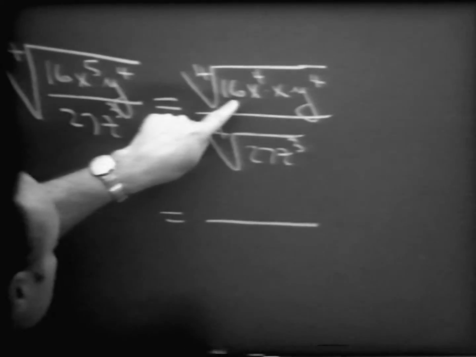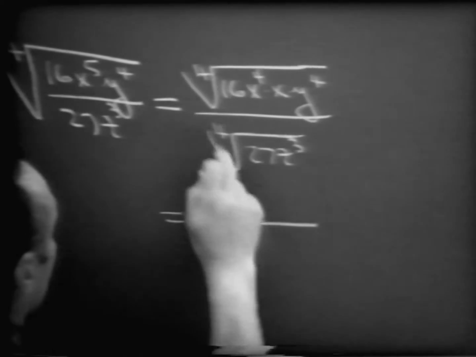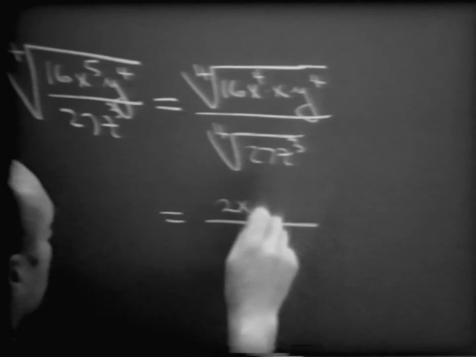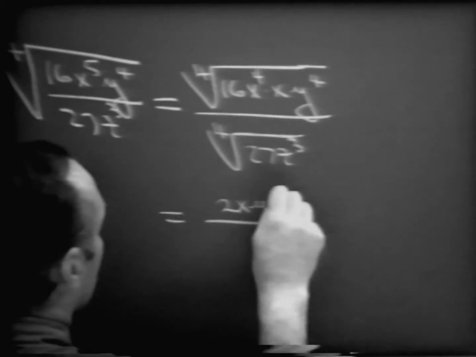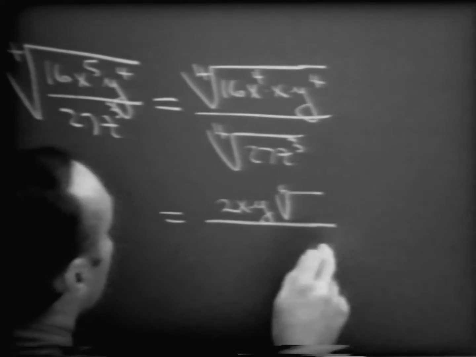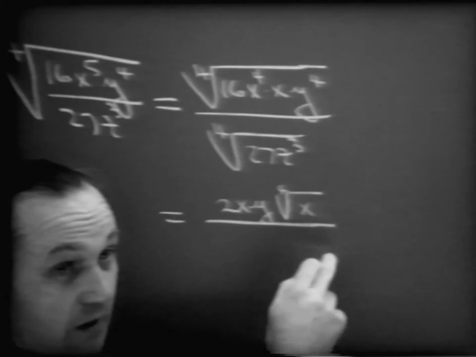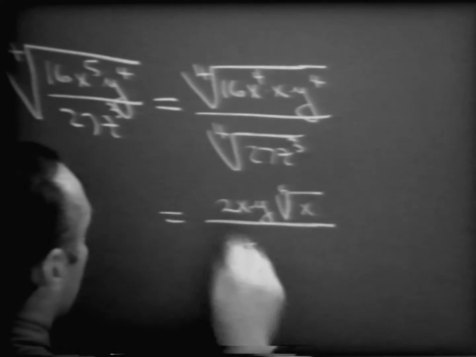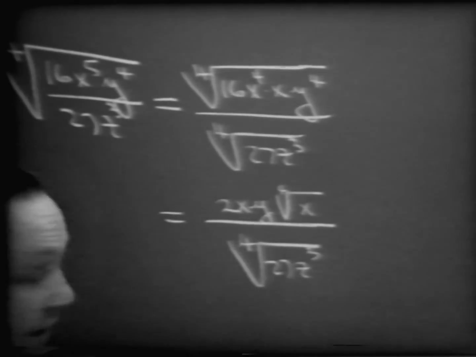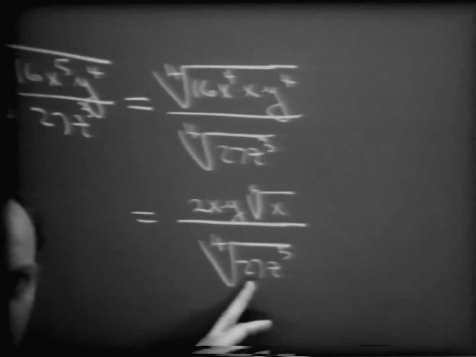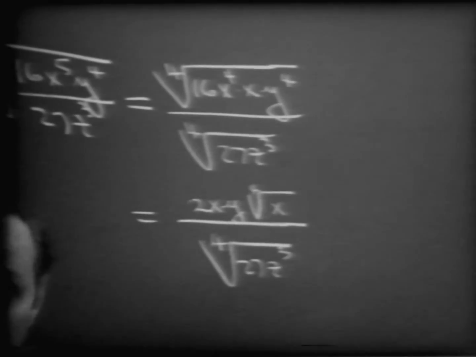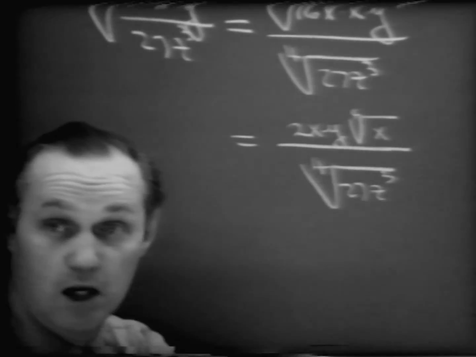Now the fourth root of 16 is 2. The fourth root of x to the fourth power is x. The fourth root of y to the fourth power is y. And now whatever is left is still the fourth root. Is that right? So what now is left under the radical? We have there simply x. Is that right? Now in the denominator we have the fourth root of 27z cubed. Now, is 27 a fourth root? No. But 27 is what number? What do you know about 27? It's 3 cubed.